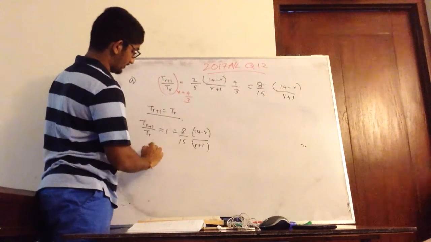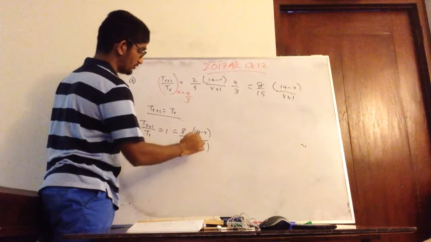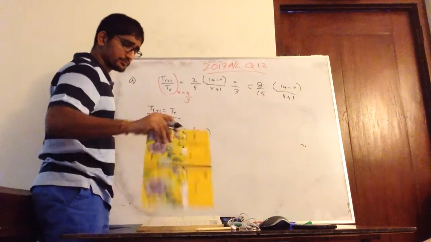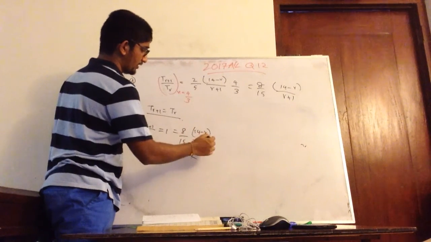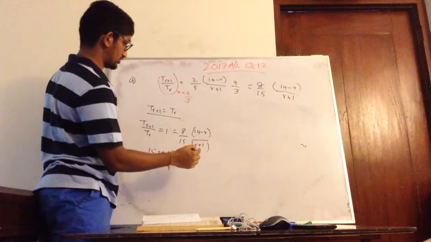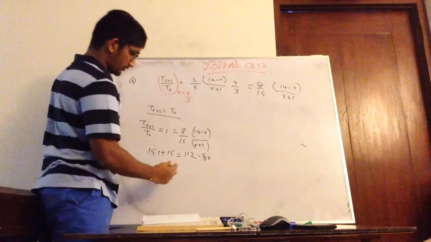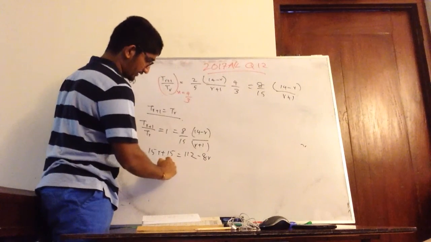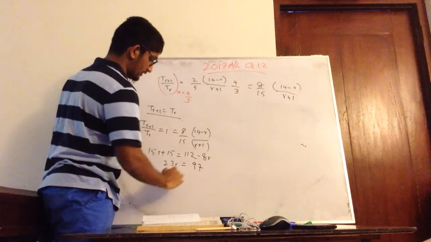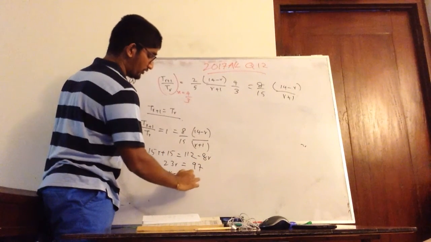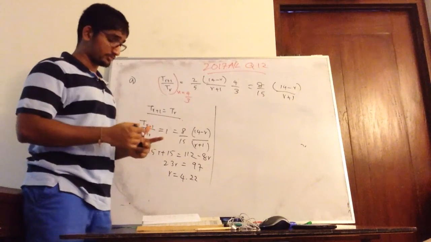So then I will get what? 15R plus 15 equals 8 times 14, which is 112, minus 8R. Right now, so we will get what? 23R equals 97. So R is going to be 4.22. So yeah, this is the decimal thing that I said.